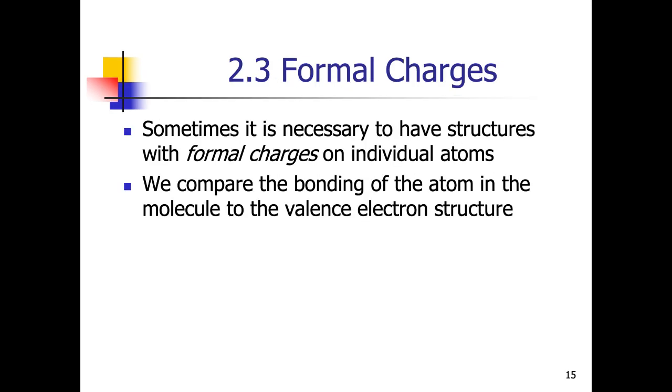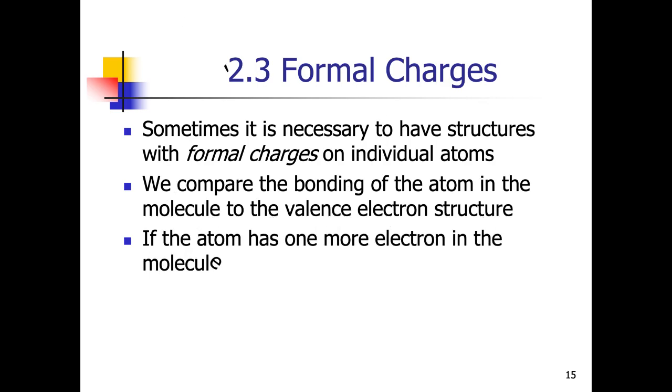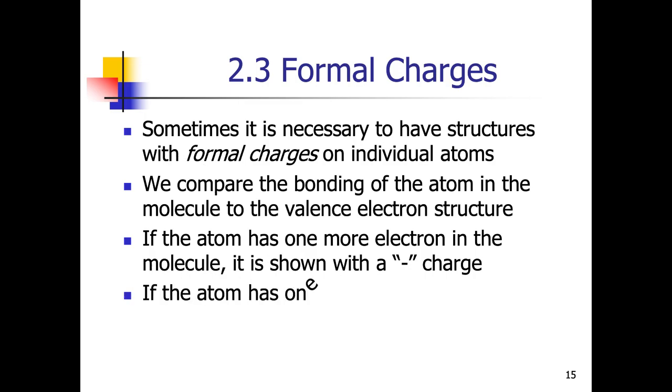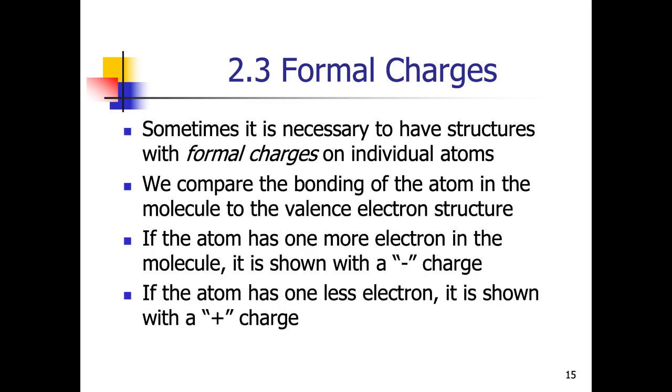Now we focus on formal charges. Sometimes, it is necessary to have structures with formal charges on individual atoms. We compare the bonding of the atom in the molecule to the valence electron structure. If the atom has one more electron in the molecule, it is shown with a minus charge. If the atom has one less electron, it is shown with a plus charge.